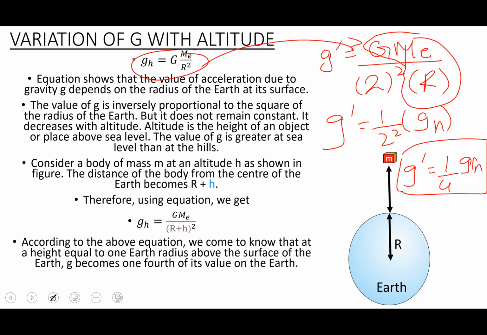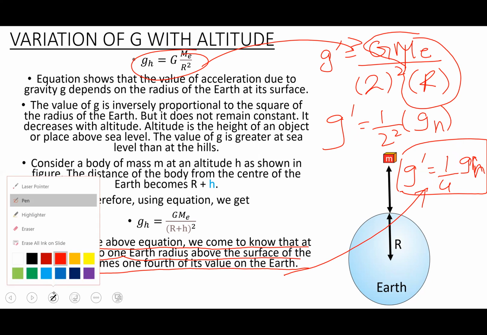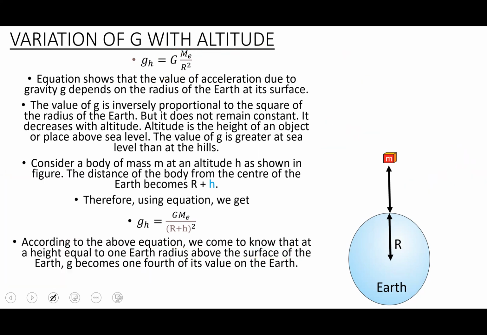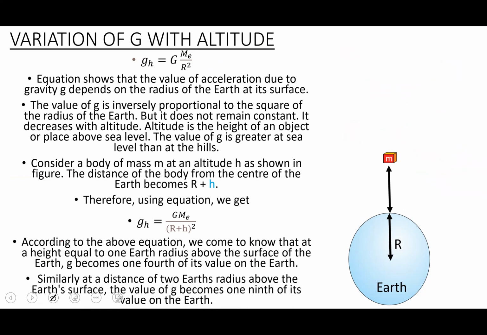So here we go, that is what he was saying. According to the above equation, we come to know that at a height equal to one Earth radius above the surface of the Earth, g becomes 1/4 of its value on the surface of the Earth. And we have proved it mathematically also. Let us try another distance as well. Let's take the mass further away from the Earth's surface.